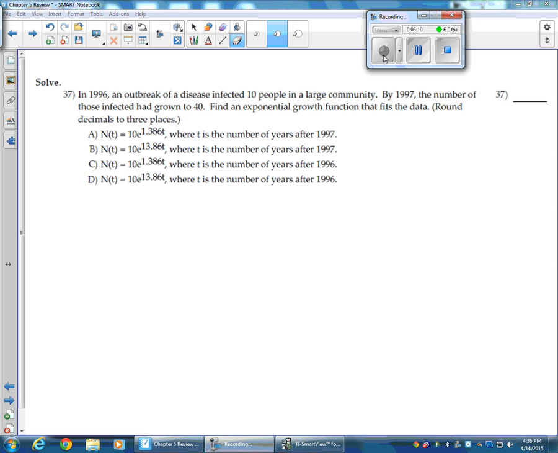Okay, so our equation is going to be that our N of t, that's our amount we're looking for, will equal, our initial starting point is going to be 10. We're ending at 40. So 40 will equal 10 times e to the kt. And t for this case is going to be after a year, because in 1996 we had 10 people. So that's where this initial 10 comes from. That's our initial starting. After 1 year, we had 40 people. So now what we've got to find is k. What is this exponential growth rate?